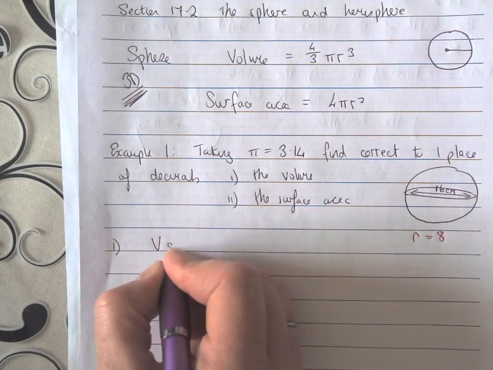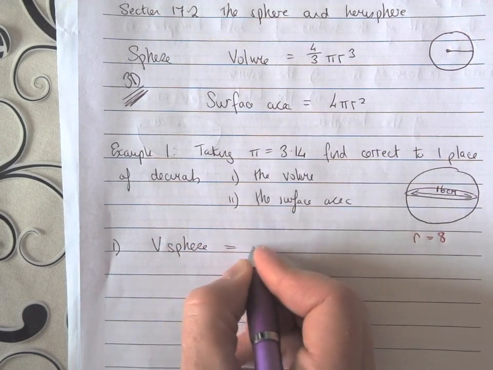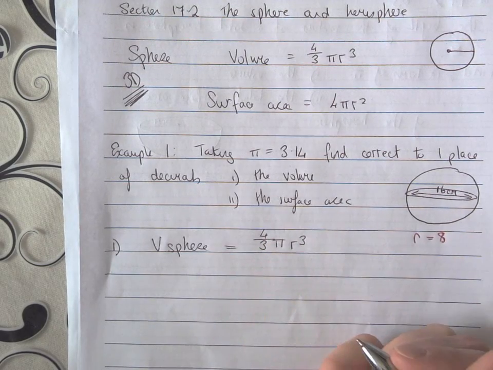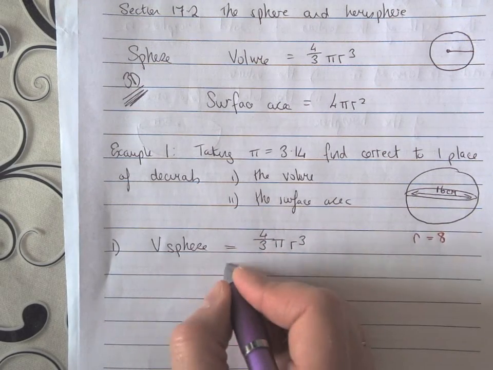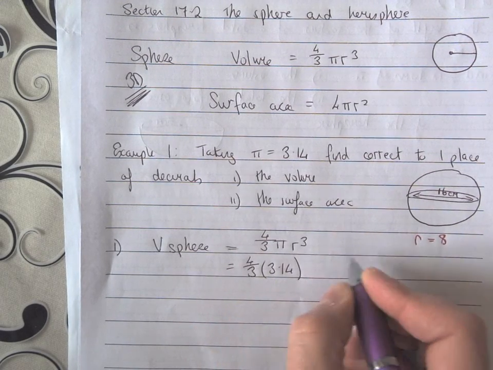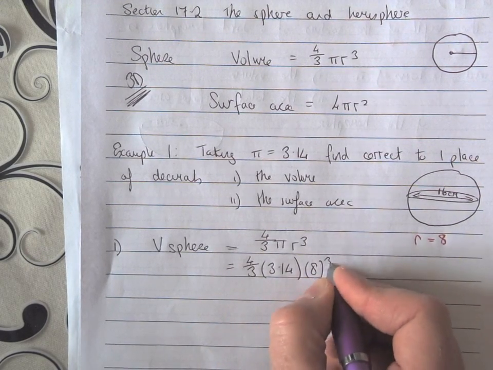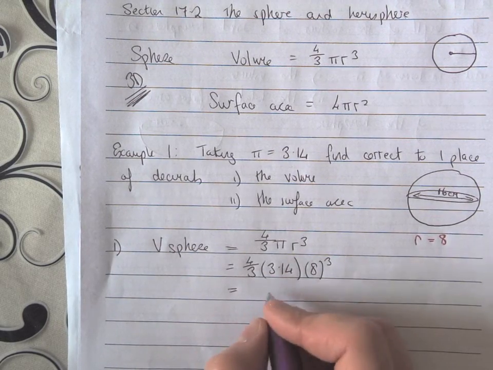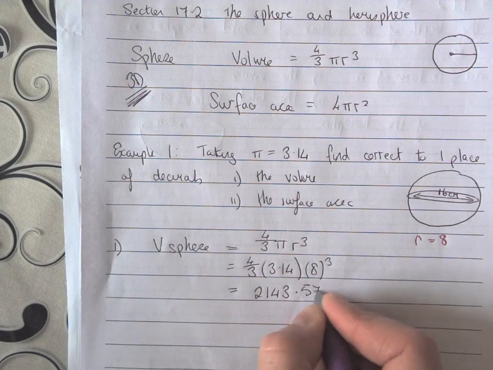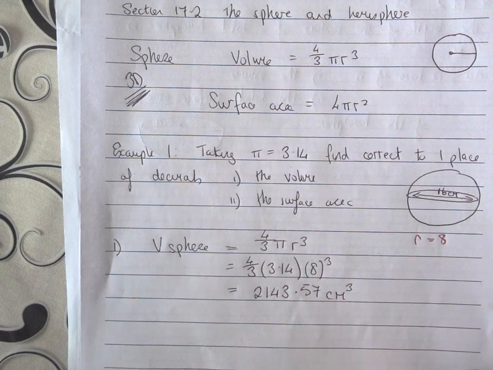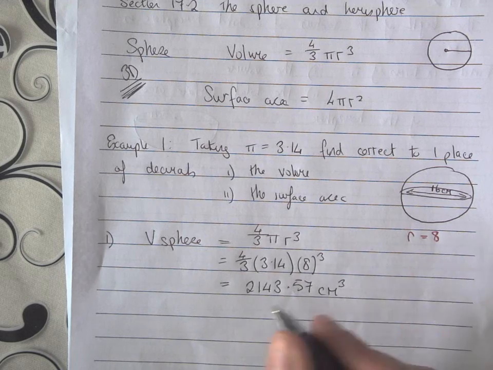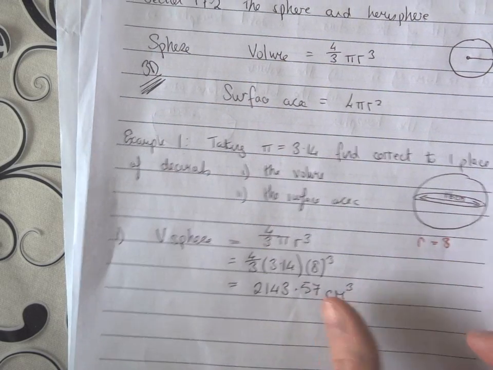So the volume of a sphere is 4 over 3 pi r cubed. Okay, so 4 over 3, 3.14, r is 8. Put it into your calculator and it'll do it all for you. So you get 2143.57 centimeters cubed. So your units in this chapter are important. Volume is always cubed, area is always squared.